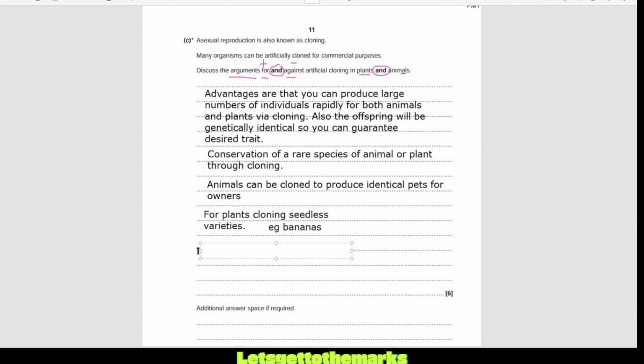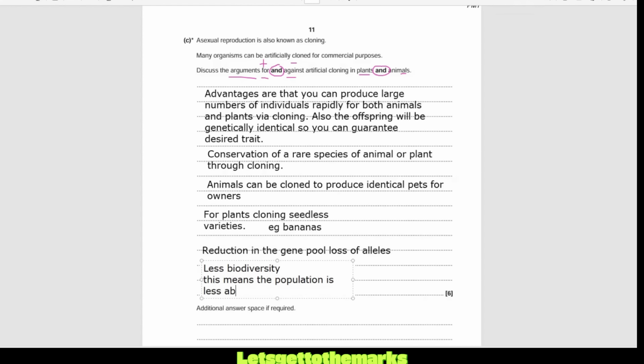So disadvantages, obviously, reduction in the gene pool, loss of alleles. What essentially we mean there is by only cloning, you're not really getting the introduction of other genes. You're reducing the size of the gene pool. And on the same side, you could say less biodiversity. Now, what's the problem with that? This means the population is less able to adapt to sudden changes in the environment. So it's more susceptible to becoming extinct, less able to adapt to new diseases or changes in the global temperature and things like that because of the loss of those alleles and the small gene pool.